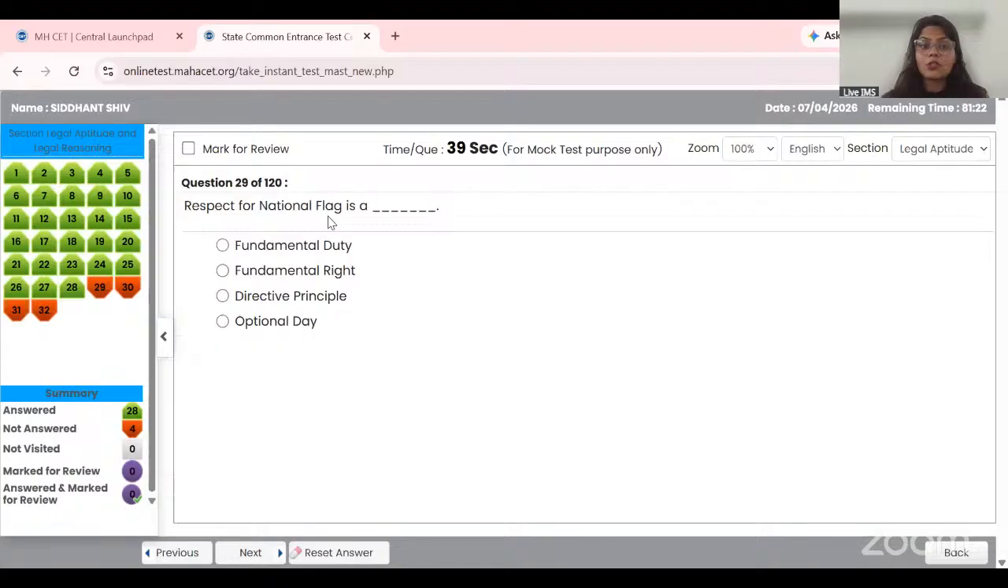Respect for the national flag is added as a fundamental duty. My question here would be, through which constitutional amendment were fundamental duties added in the constitution? It is a very important amendment which all of us should know, so do let me know in the comment section through which constitutional amendment fundamental duties were added.